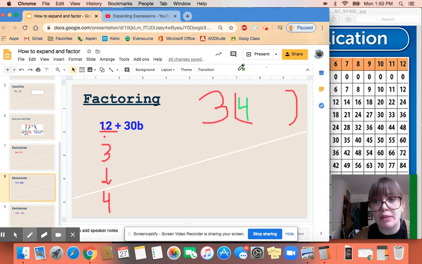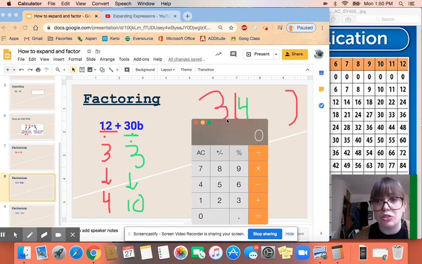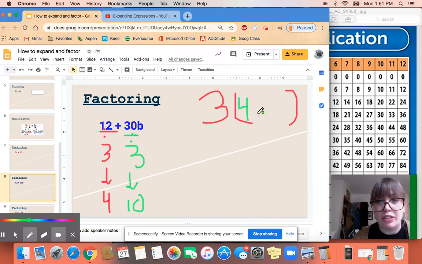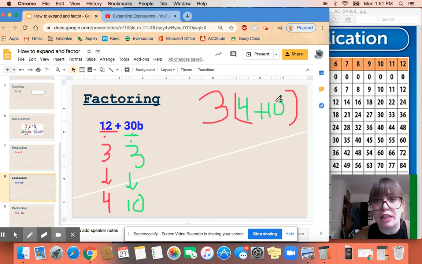I'm going to start putting that in my new factored expression. 30 divided by 3 is 10. And if you don't know, pull up your calculator and just use a calculator, please. And it's positive, so I'm going to go ahead and just do plus 10. And don't forget about that b still exists. This b doesn't go away. He sticks to this coefficient. All right, there's my factored expression, 3 times 4 plus 10b.